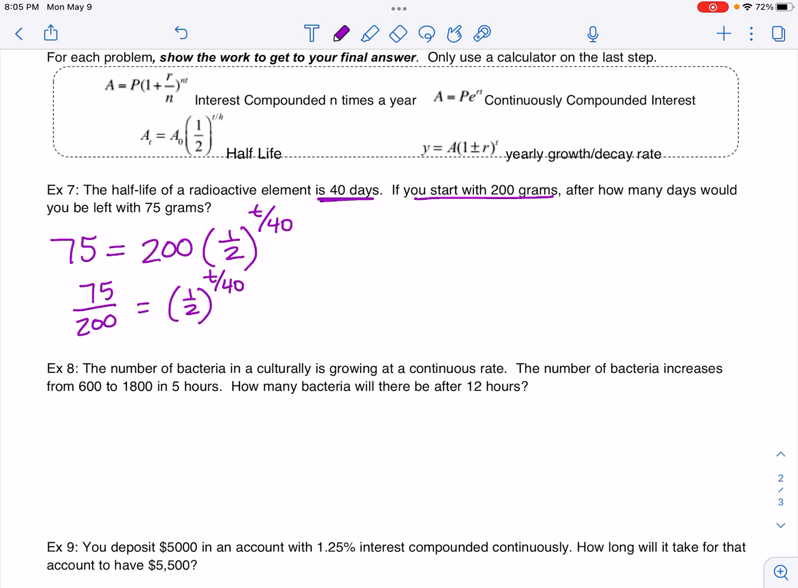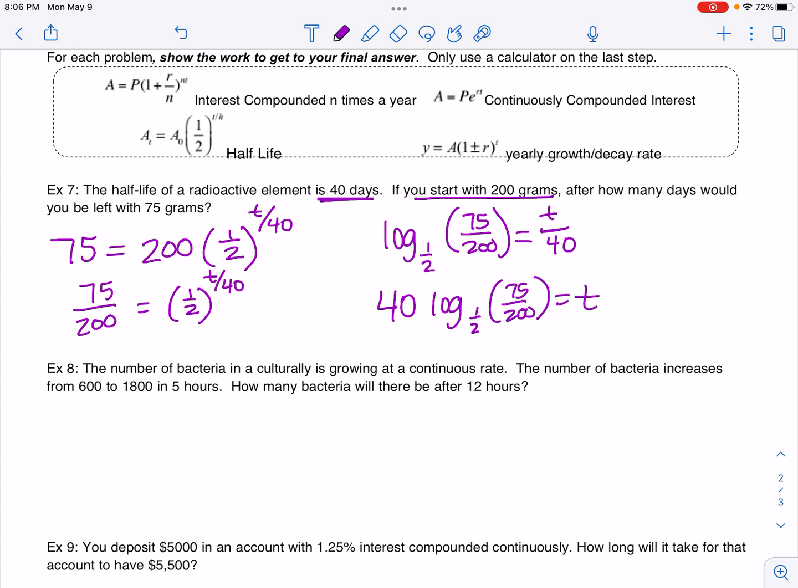Now I can rewrite this as a log. My base is 1/2. My argument is the 75 over 200. And then that's going to equal the exponent of t divided by 40. How do I get to the t? Multiply by 40 on both sides. 40 times log base 1/2 of 75 over 200 is equal to t. This is my answer. That is an exact answer for the time it's going to take to go from 200 to 75 grams of this element.